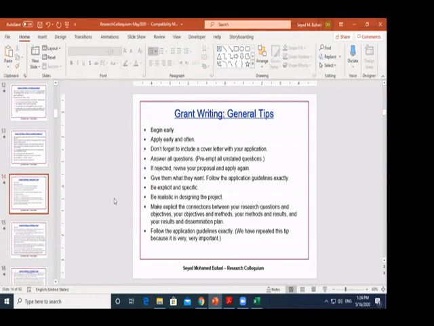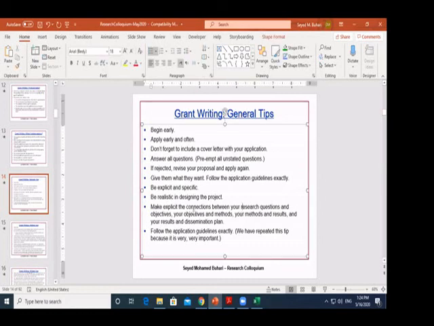And they are looking to map between your research question, your objectives, your methods, your results. They want to see a clear map, a connection between them. For example, this research question is addressed by this objective, and then I'm going to achieve this objective using this method, and so on and so forth. Okay, clear? Please note, you must follow the application guideline. Very important.